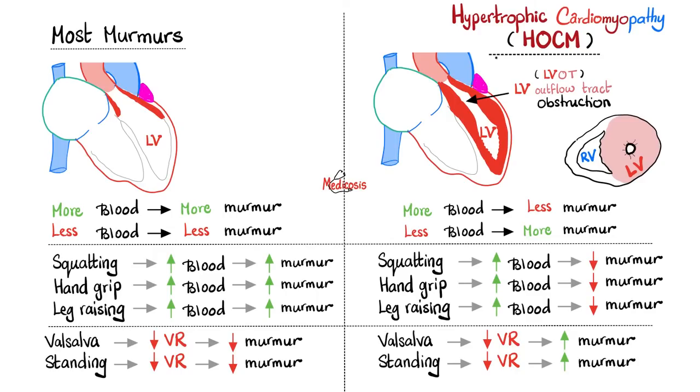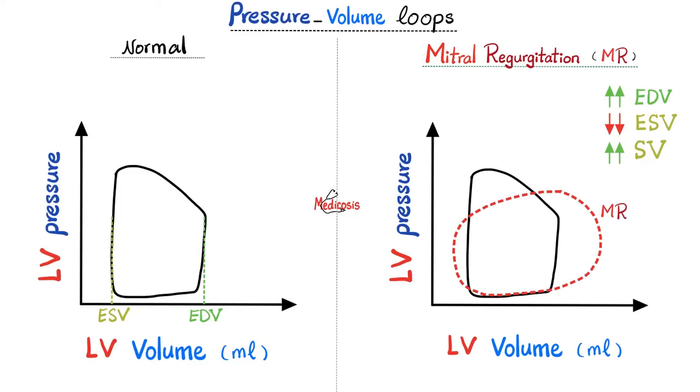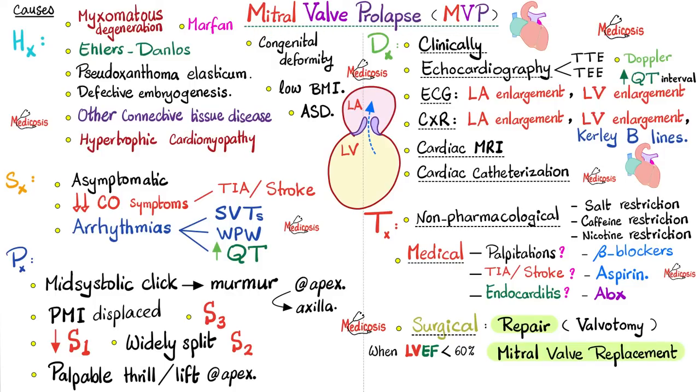If you want to learn more about hypertrophic obstructive cardiomyopathy, I have a special video on this topic, and you can find this video in my cardiology playlist. The effects of mitral valve prolapse and therefore mitral regurgitation on the pressure-volume loop and on the blood pressure in the aorta, left ventricle, and left atrium was discussed in the previous video titled Mitral Regurgitation, which you can find in this cardiology playlist. Here is everything you need to know about mitral valve prolapse in one slide.